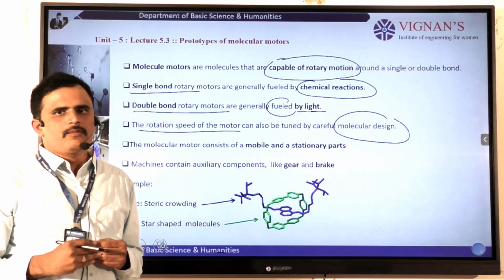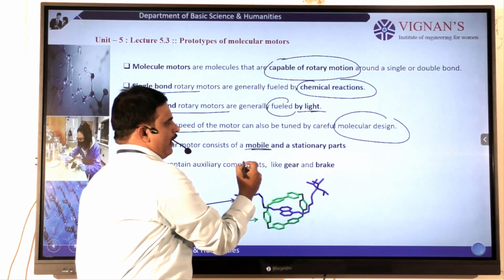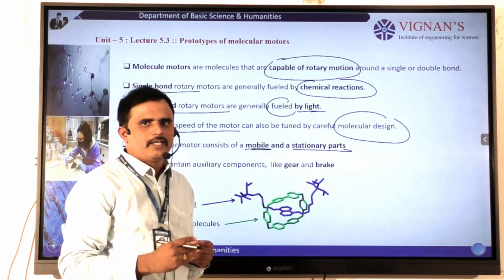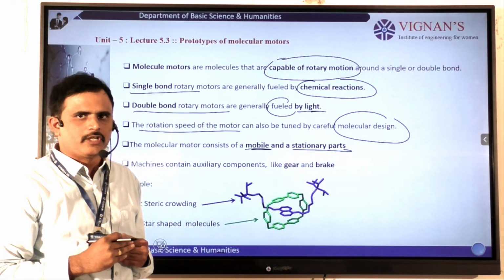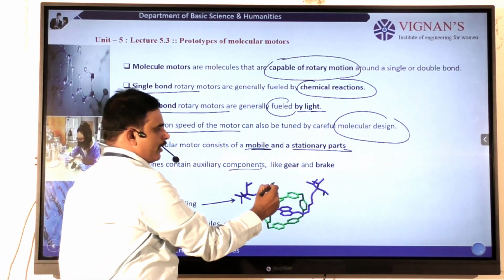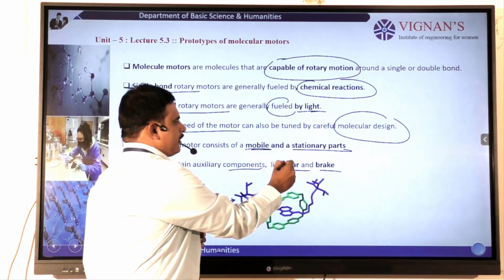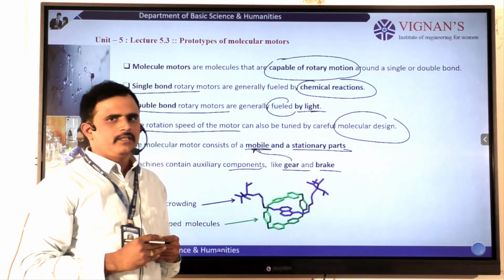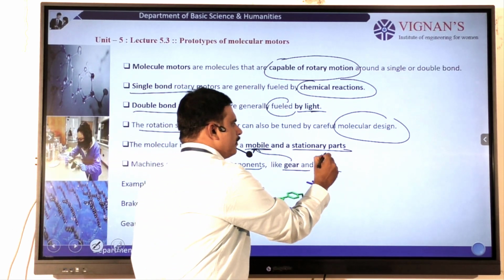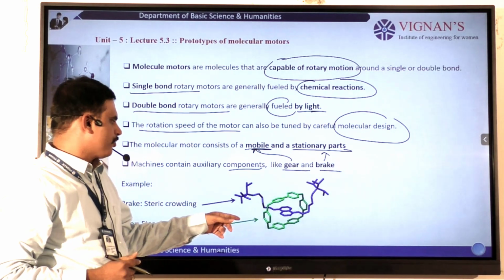These molecular motors contain two parts: one is a mobile part and the second is a stationary part. So these machines contain components called gear and brake. The gear is a mobile component and the brake is considered a stationary part. Let us take one example here.